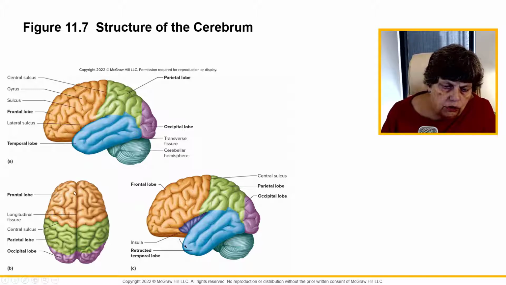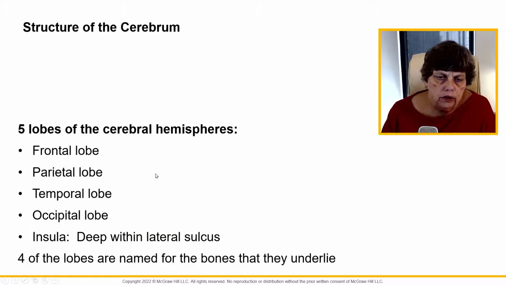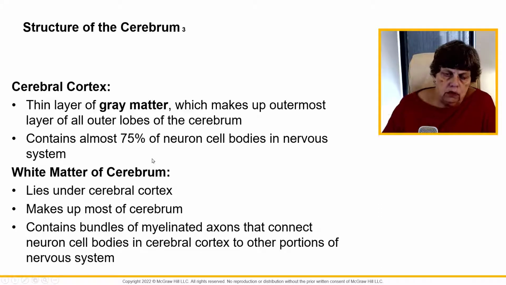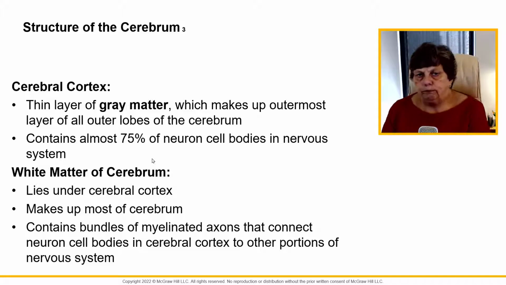So your longitudinal fissure is going to divide your left from your right halves, and you'll be able to look at that. So those are the 5 lobes: the frontal, the parietal, the temporal, occipital. The insula is deep within this lateral sulcus, but again, they're named for the bones that they underlie.